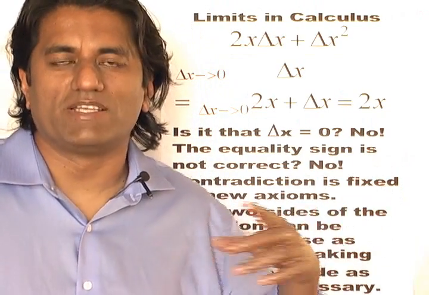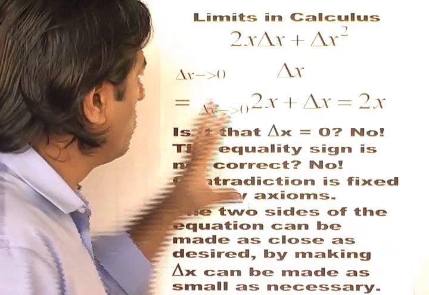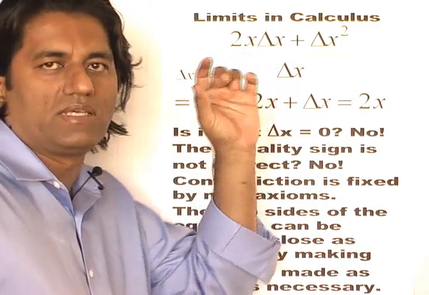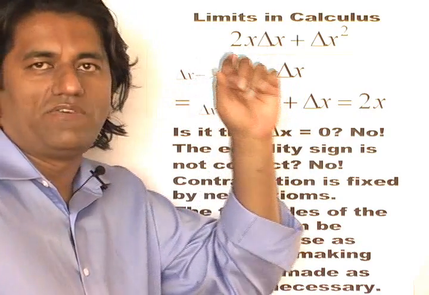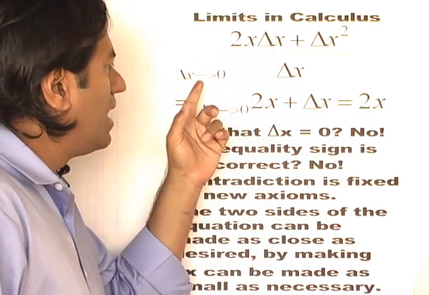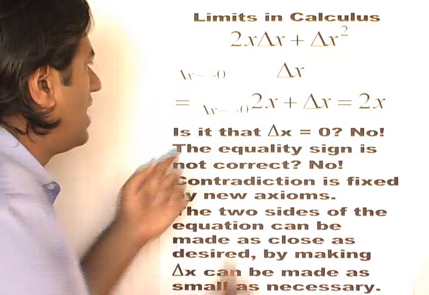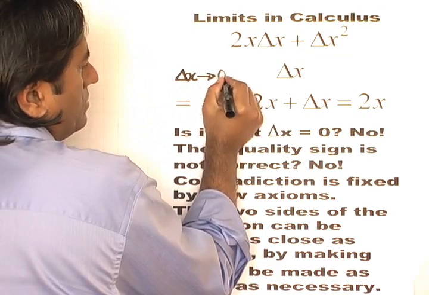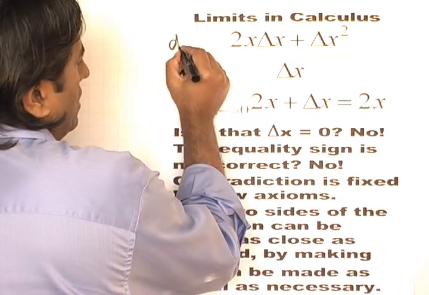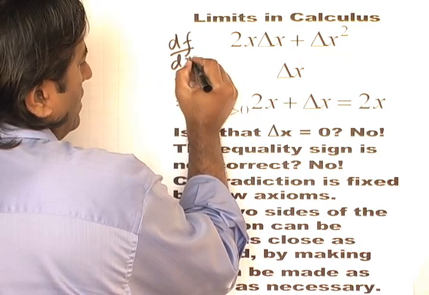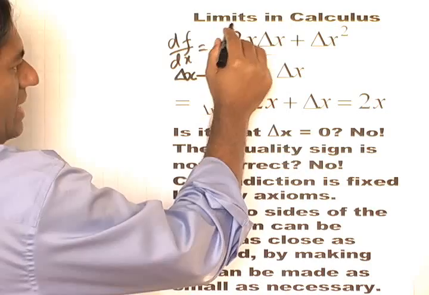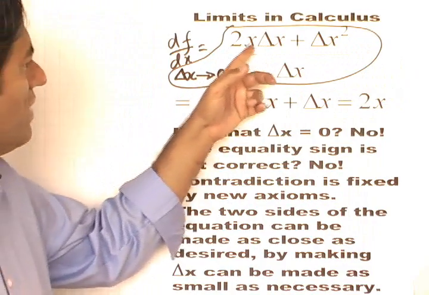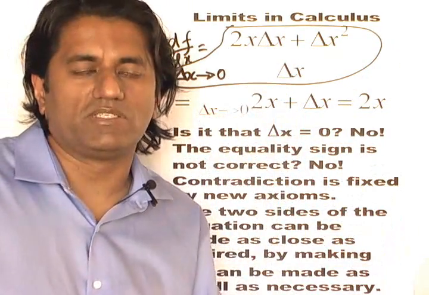So I'm going to just once more discuss limits in calculus. So the way it is written is, for example, you have the derivative to be defined as the ratio of changes in the function and the independent variable when the change in the independent variable delta x was approaching 0. Right? So by definition the derivative is defined as this when the change in the independent variable delta x approaches 0.